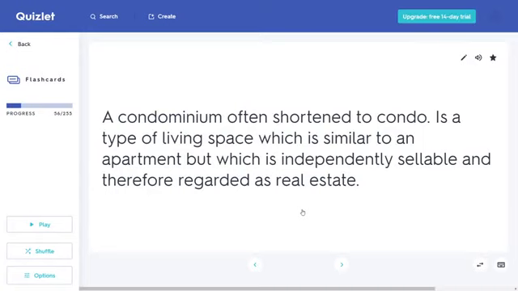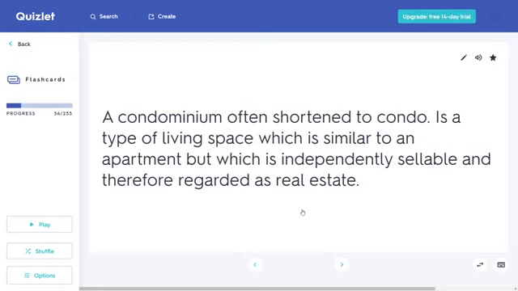Basically, remember we were talking about co-ops earlier in our first video. Co-ops are owned through a form of interest or shares in a nonprofit. So you don't actually own a physical living space. You actually end up leasing it, but you own shares in this company that owns the entire space. Now, let's compare that to a condominium. With a condominium, you actually own the independently sellable area, and therefore it's regarded as real estate. So there is a slight difference there.